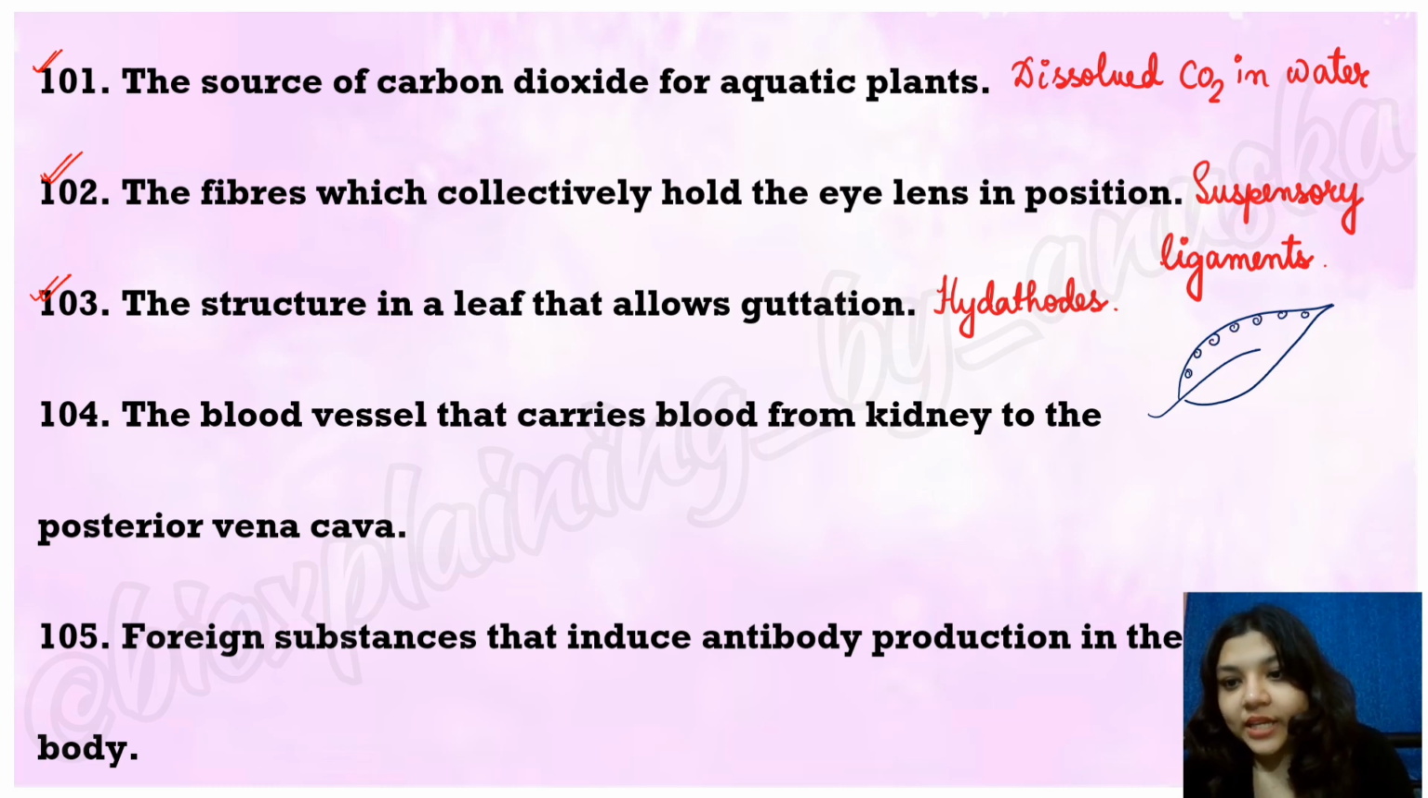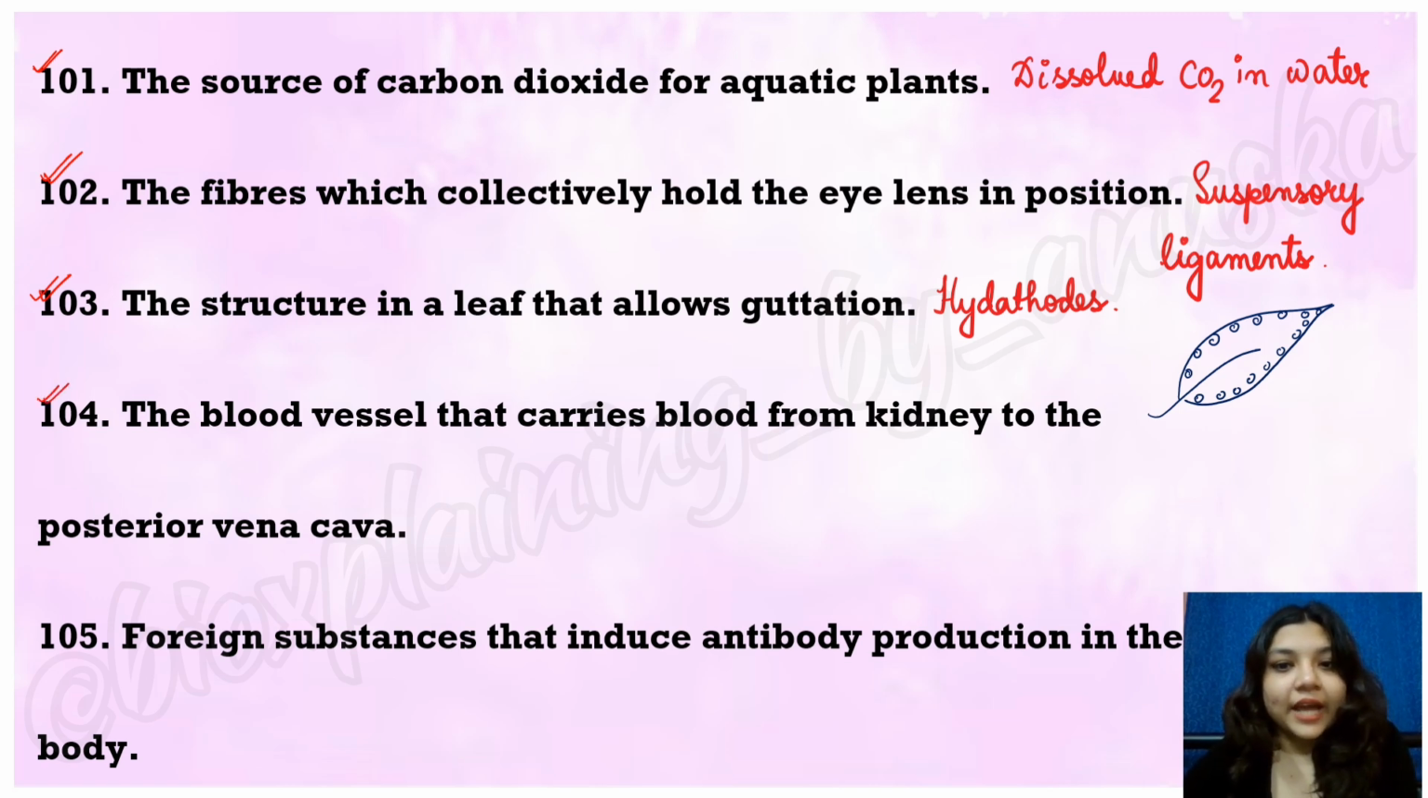That is why early in the mornings on chilly nights, in winters, we usually see water droplets present on the margin of the leaves. That phenomenon is guttation, and the structures through which guttation occurs are known as the hydathodes.